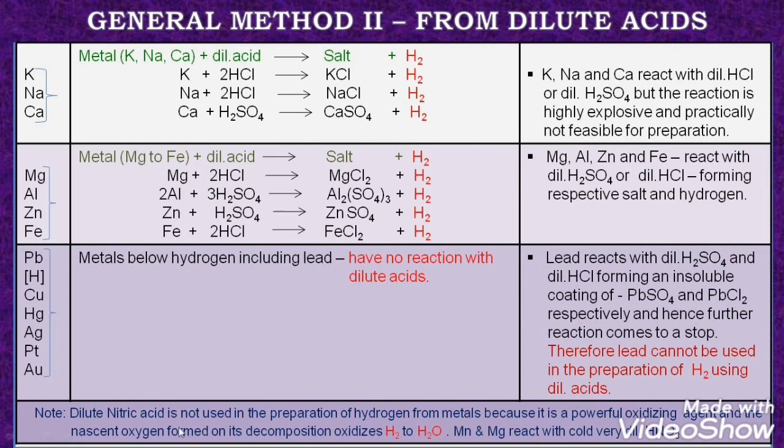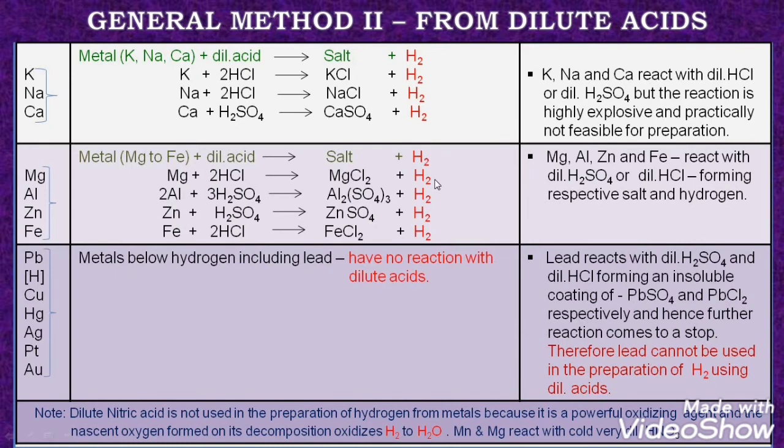Dilute nitric acid is not used in the preparation of hydrogen from metals because it is a powerful oxidizing agent, and the nascent oxygen formed on its decomposition oxidizes hydrogen to water. That means whenever we use dilute nitric acid, when it decomposes, it forms nascent oxygen. When we say nascent, it is the active form. Here it is nascent oxygen, so it's a very active form of oxygen.